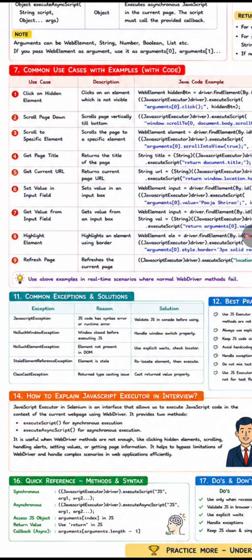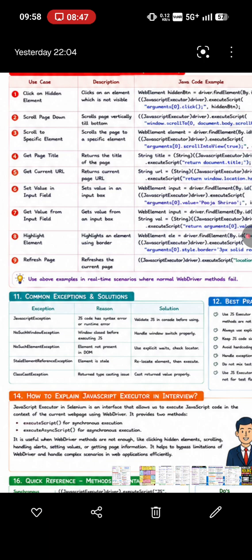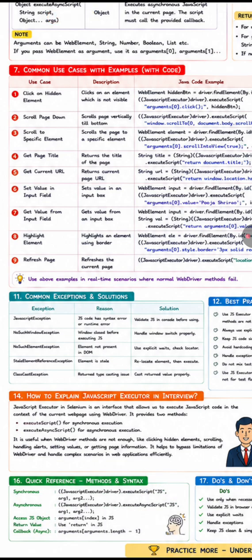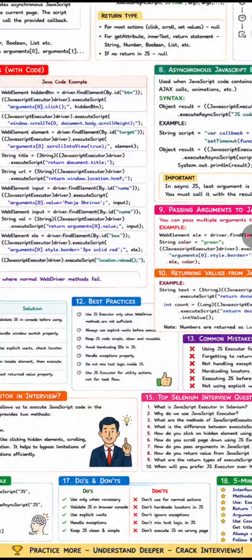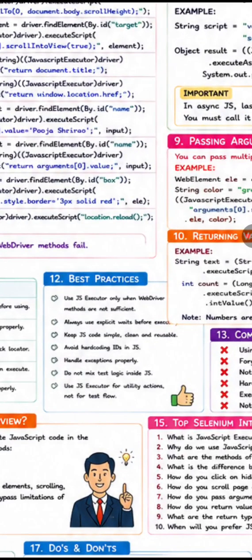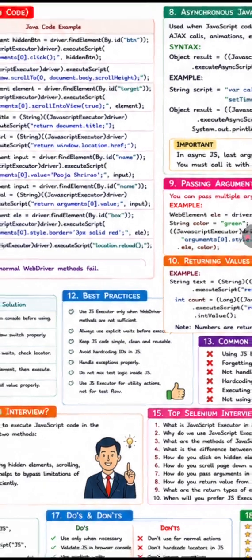Also you can say in the interview that it is useful when WebDriver methods are not enough, like clicking a hidden element, scrolling, handling alerts, setting values, and so on. As a best practice, we have to use JavaScript executor only when WebDriver methods are not sufficient, or we have to use explicit wait before the execution. We have to keep JavaScript code simple, clean and reusable.